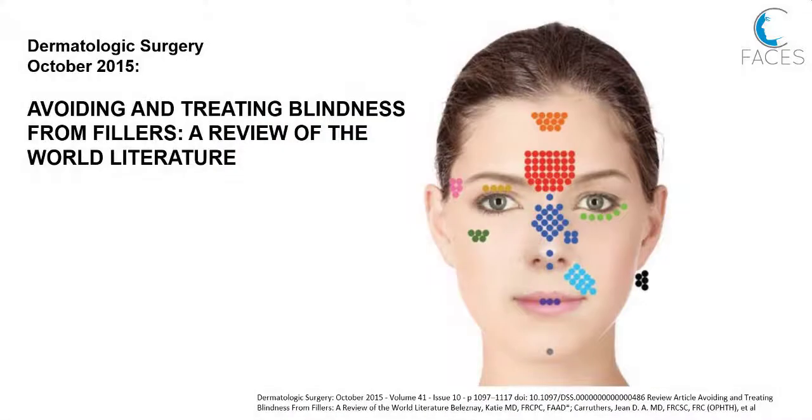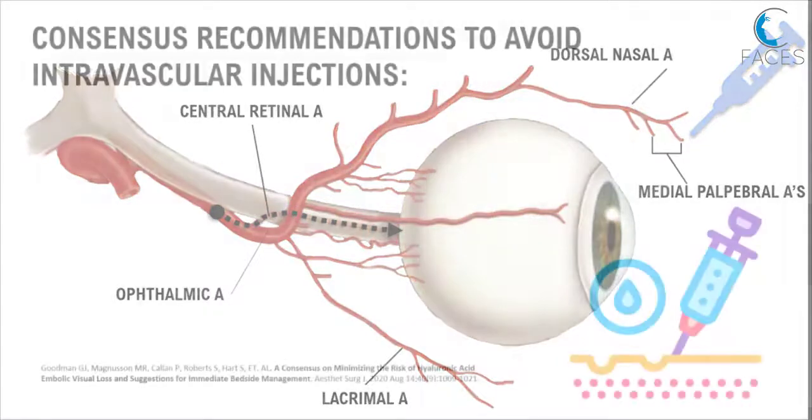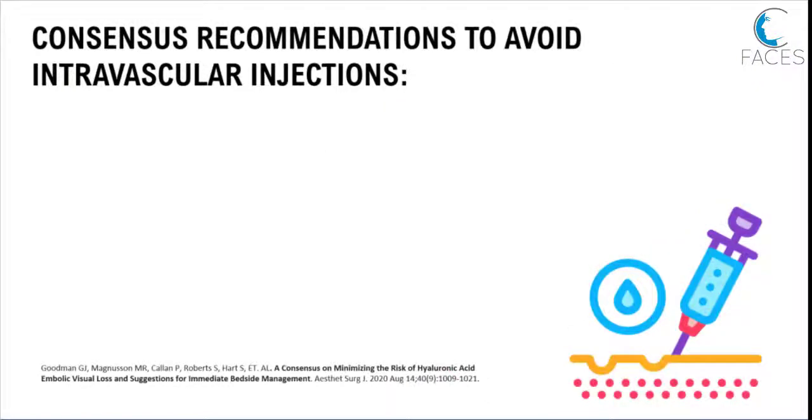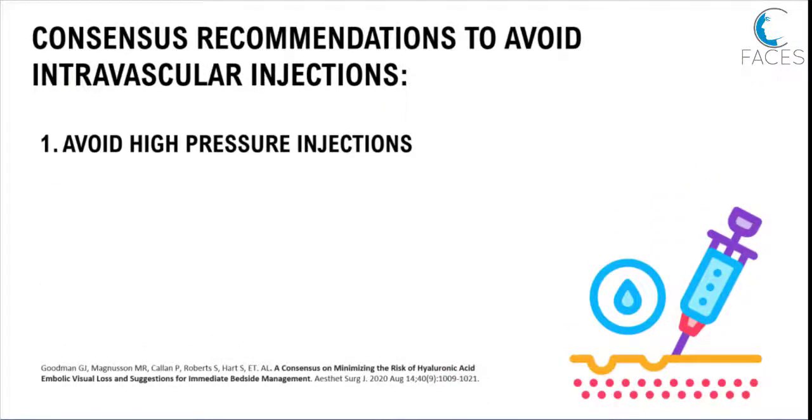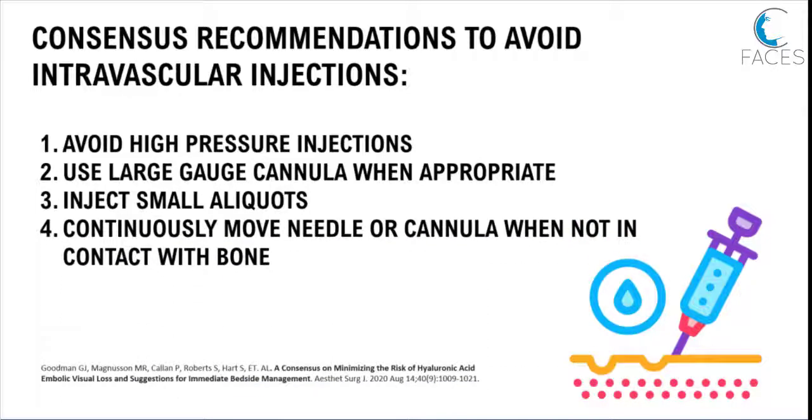It's well established that, although rare, blindness can occur as a result of dermal filler embolization from anywhere on the face via arterial anastomoses with the ophthalmic and central retinal arteries. Consensus recommendations to decrease intravascular injection risk include avoiding high-pressure injections, use of larger gauge cannula when possible, and injecting small amounts with continuous movement of either the needle or cannula when not in contact with bone.